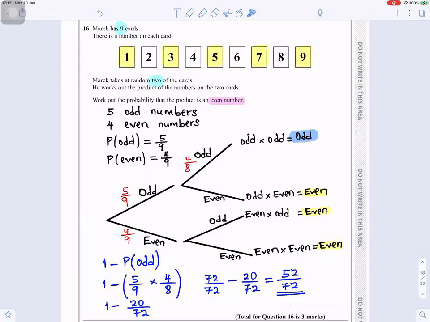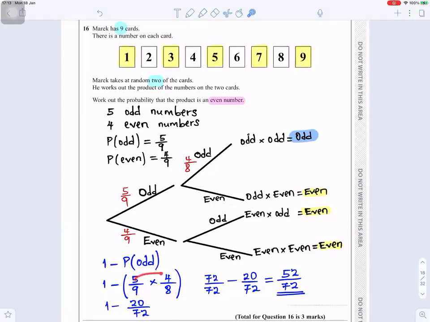So we want to work out the probability that the product is even. If you notice there's 1, 2, 3 evens that we get for the product. We can work out these 3 and add them up, but that will take long. So it's better to work out the odd and subtract it from 1, since probabilities all add up to 1. So what's the probability of getting an odd? Probability of getting an odd is 5/9 times 4/8. So 5/9 times 4/8 and 1 minus that.